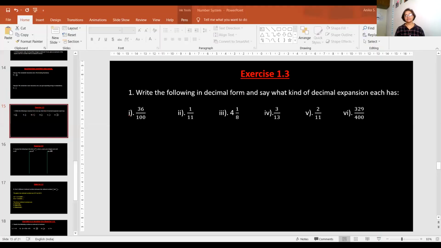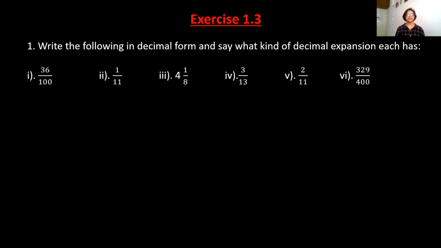Hello students, in my previous video I taught you about irrational numbers and some decimal expansion of rational numbers. Here we will see some more examples of decimal expansion. This is the question which I'm explaining here. Write the following in decimal form and say what kind of decimal expansion each has. So here are some numbers which I will explain.